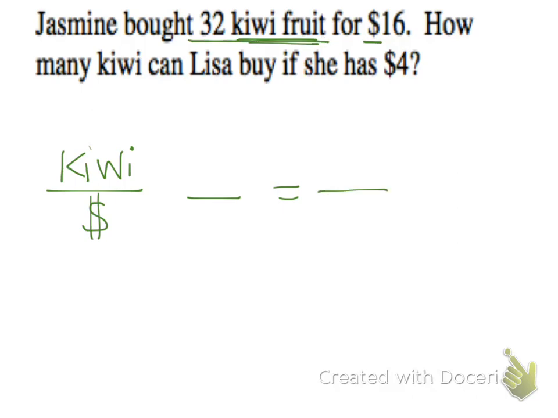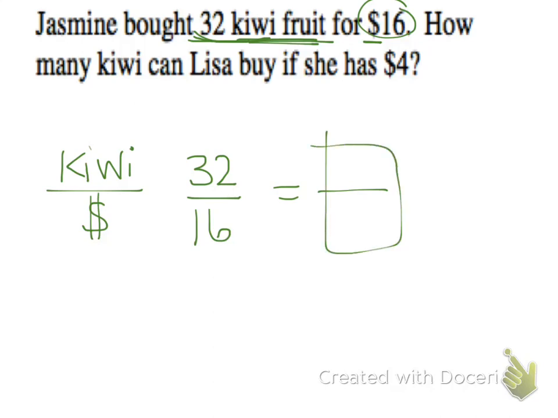We know that there's 32 kiwi fruits. I'm getting really hungry for kiwi right now. 32 kiwi fruits for $16. So we put the 32 up here because the 32 matches this kiwi. And we put the $16 down here because it matches the dollars down there. So over here, we need to put how many kiwi can Lisa buy if she has $4. All we know is the $4. The dollars is on the bottom, so that goes there. And how many? Well, we don't know that, so we're going to have x represent that. So that's how you set up your proportions.